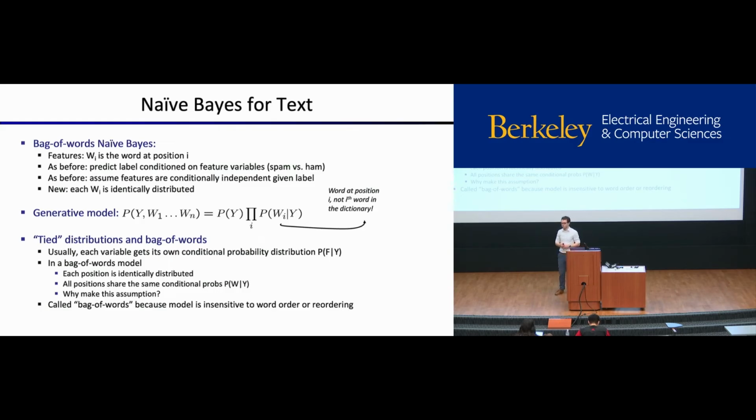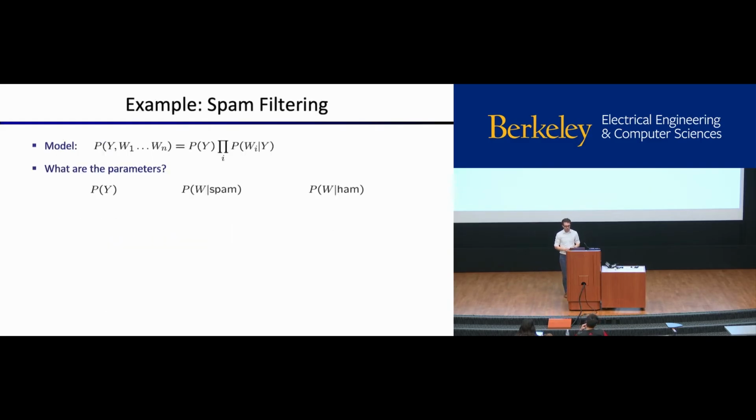Okay. So that's an assumption. It's maybe not a good assumption. Maybe it is a good assumption. We're going to have to see. But that's the assumption we're going to make with this bag of words model. So here's our example. We have spam filtering.